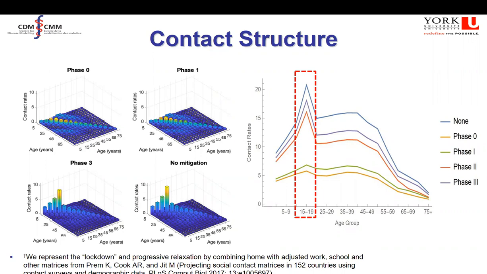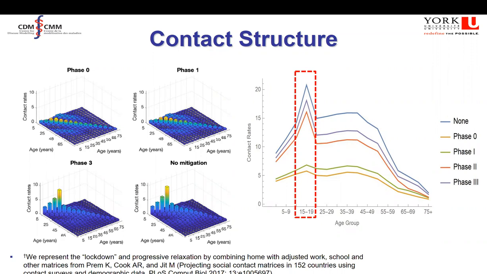And we change which matrices we're using for different time periods over the year, depending on what the provinces are implementing in their strategies. A really important thing on the right-hand side is to see that the 15 to 19 year olds, in all of these mixing matrices, have the highest contact rate.